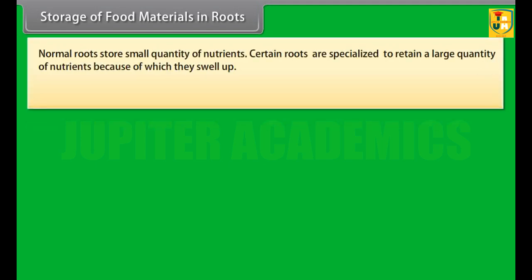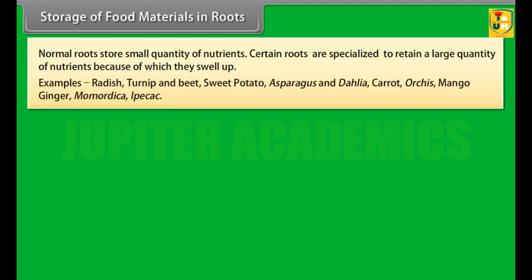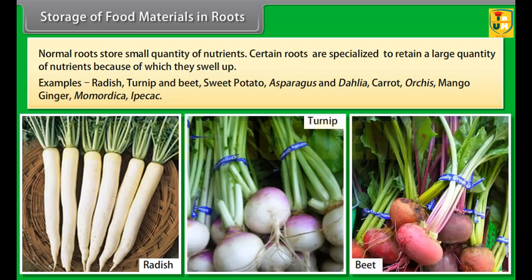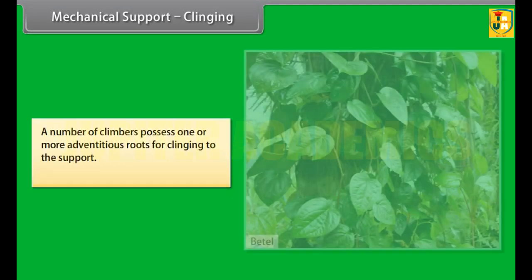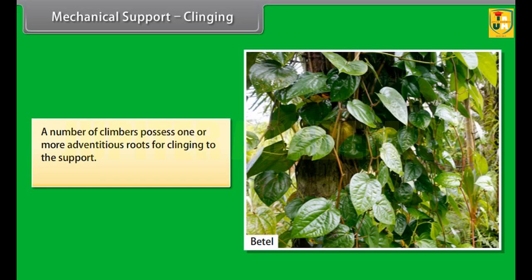Storage of food materials in roots. Normal roots store a small quantity of nutrients. Certain roots are specialized to retain a large quantity of nutrients, because of which they swell up. Examples: radish, turnip and beet, sweet potato, asparagus and dahlia, carrot, orchids, mango, ginger, Momordica, ipecac. Mechanical support, clinging: a number of climbers possess one or more adventitious roots for clinging to the support. Examples: betel, Tecoma, ivy.